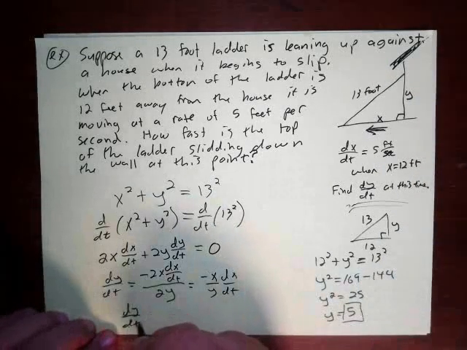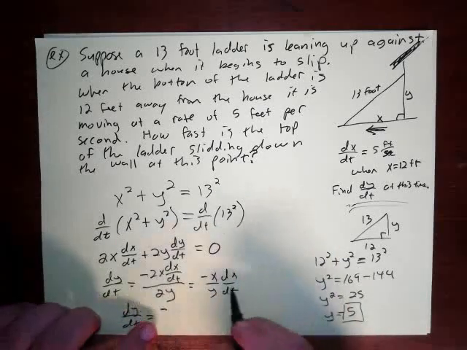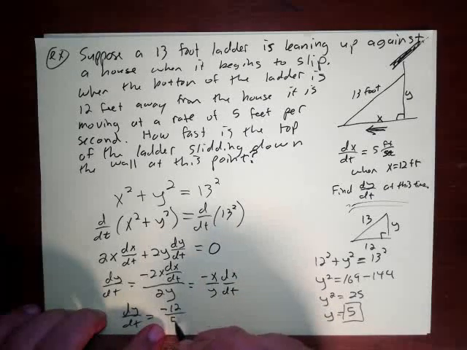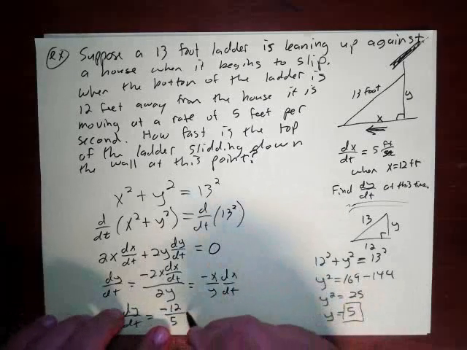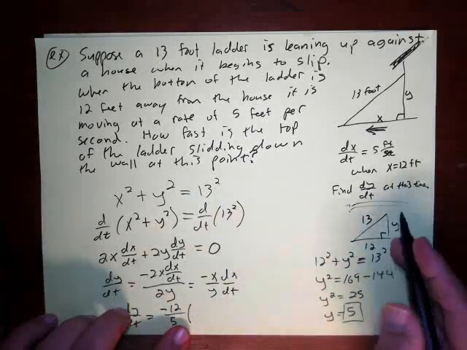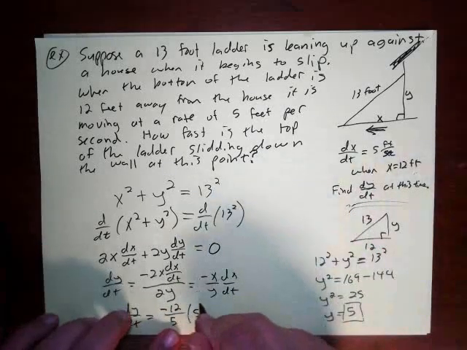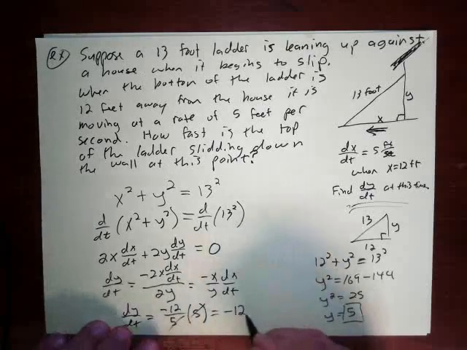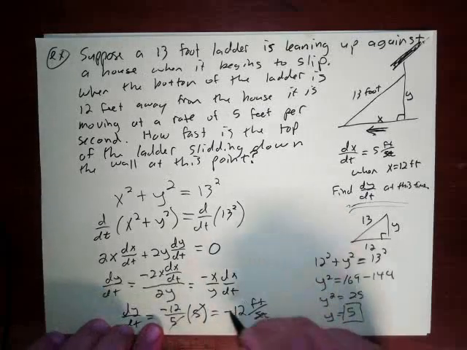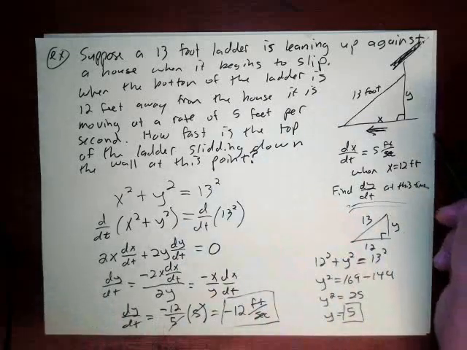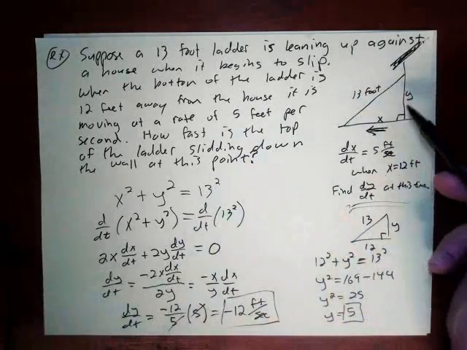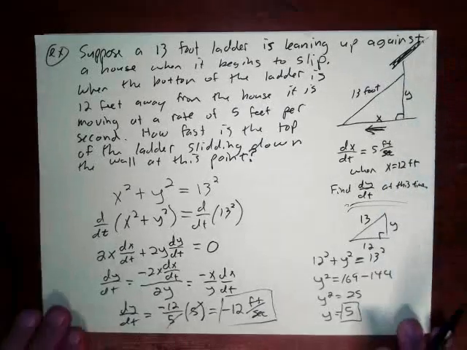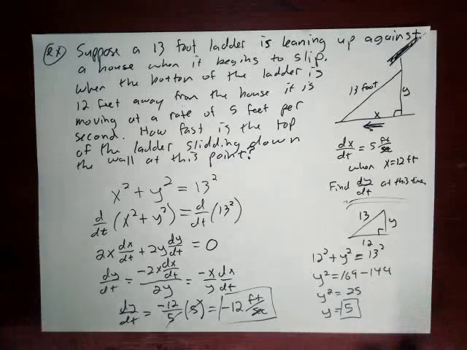dy/dt is equal to, this will be a negative, and then the x is 12, the y is equal to 5, and the dx/dt is equal to also 5, right? Like that. And so it looks like these cancel out, and I just have negative 12 feet per second. So the rate at which it's sliding down is 12 feet per second. Okay? There you go. Very nice related rates problem.